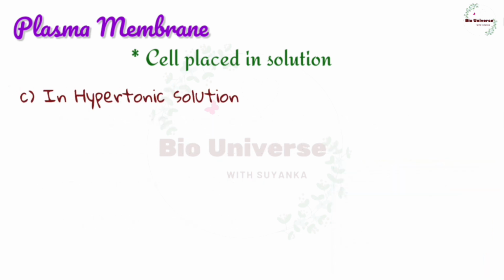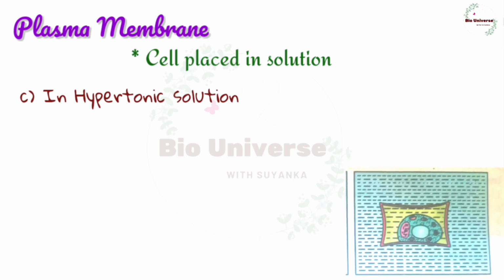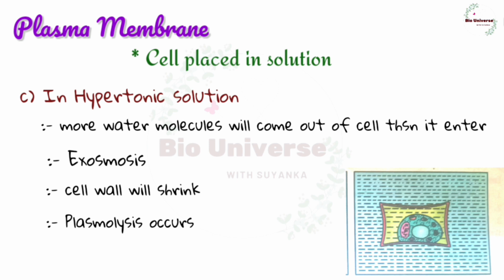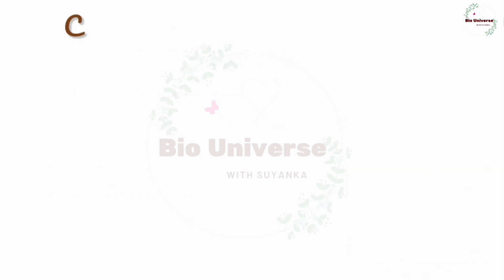If we put the cell in a hypertonic solution, more water concentration is present inside the cell. The plasma membrane, which is a semi-permeable membrane, allows movement of water both out into the solution from the cell as well as into the cell from the outside. However, since more water is present inside the cell, more of it will pass out. The phenomenon is called exosmosis. As a result, the cell will shrink, and in plant cells, the shrinking protoplasm will contract from the cell wall. It is called plasmolysis.